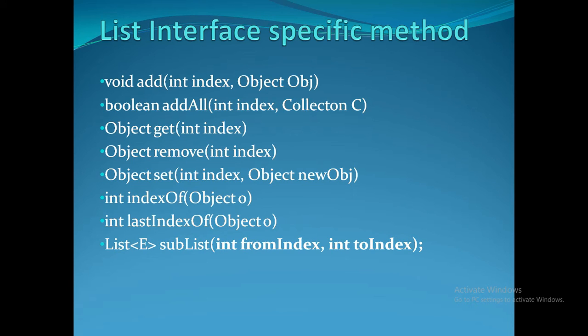Now I have a list of 10 elements, but now I want the elements from position 4 to 8 only. That is, I want a sublist. So that time this subList method will be used. It takes two parameters, fromIndex and toIndex. Here fromIndex is inclusive and toIndex is exclusive. Suppose I have specified subList(2, 8). So from the second index it will take, and since I give 8 as the toIndex, 8 will be exclusive, so it will take up to 7 only.